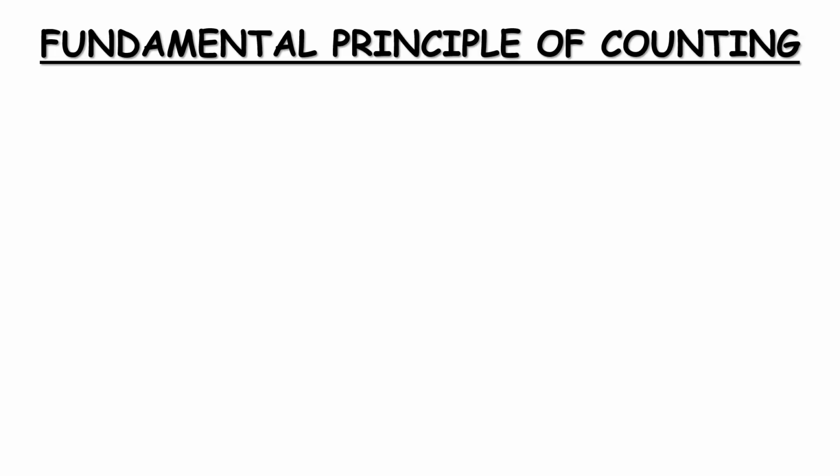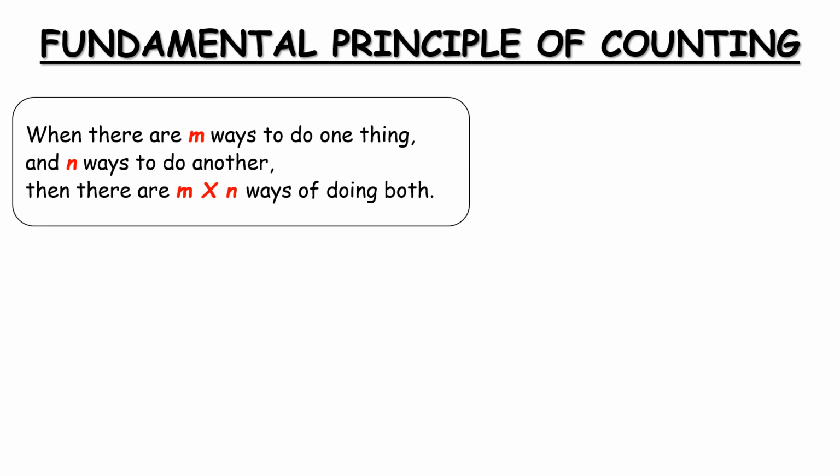So let's talk about the fundamental principle of counting. So this firstly probably sounds very complicated, but I promise that it's not. It's a very, very simple idea, but it's also a very important idea that will help us as we move through this whole probability section. So when there are m ways of doing one thing and n ways of doing another, there are m times n ways of doing both.